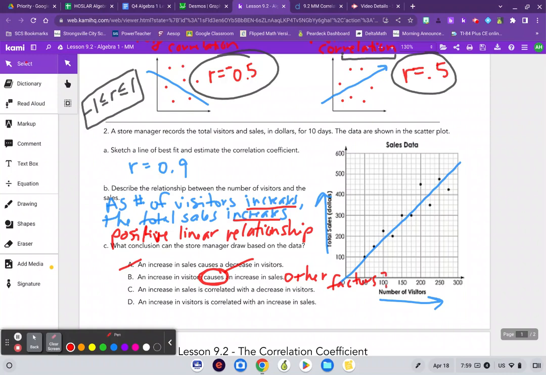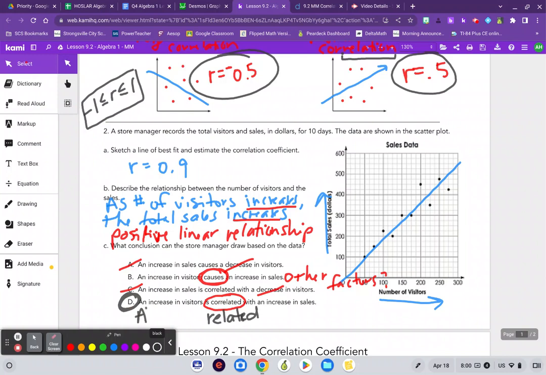So I'm going to move on and read the others. An increase in sales is correlated with a decrease in visitors. Well, there's no decrease, so it can't be C. An increase in visitors is correlated with an increase in sales. Here we go again, an increase for both, but I have this word correlated. And correlated means related, correlated, related to each other. And this is the choice that we're going to go with.